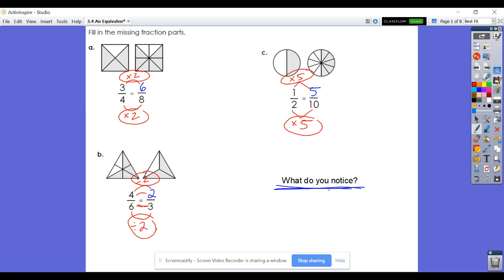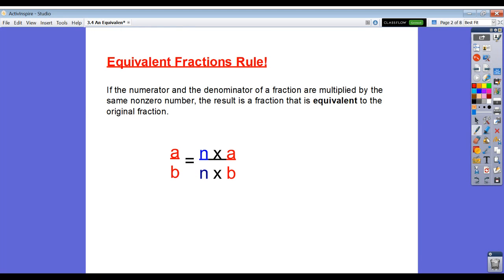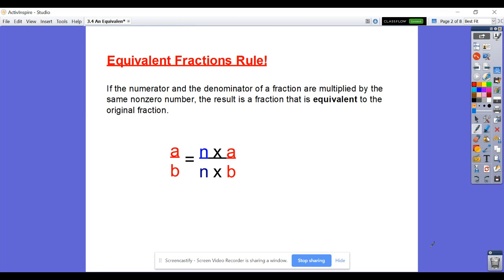Well, there's a name for that, and it is called the equivalent fractions rule. Say it with me, and you have to say it with that much enthusiasm. You ready? 1, 2, 3. The equivalent fractions rule. All the rest of the year in math and all the rest of your life, we are going to use the power of the equivalent fractions rule to make finding equivalent fractions much easier for us.